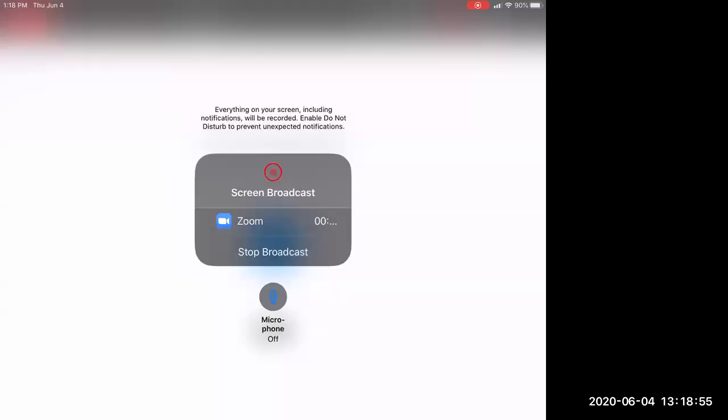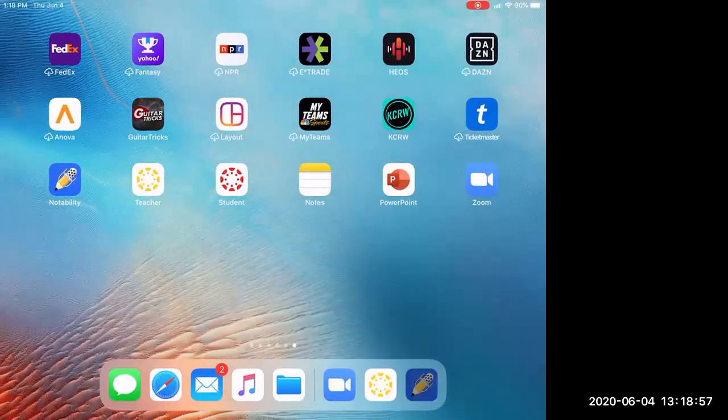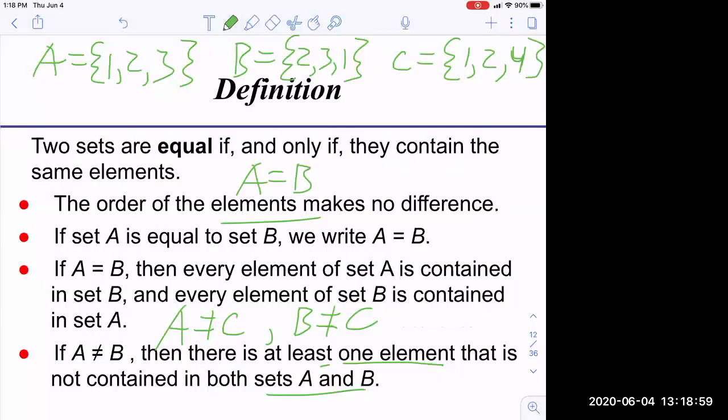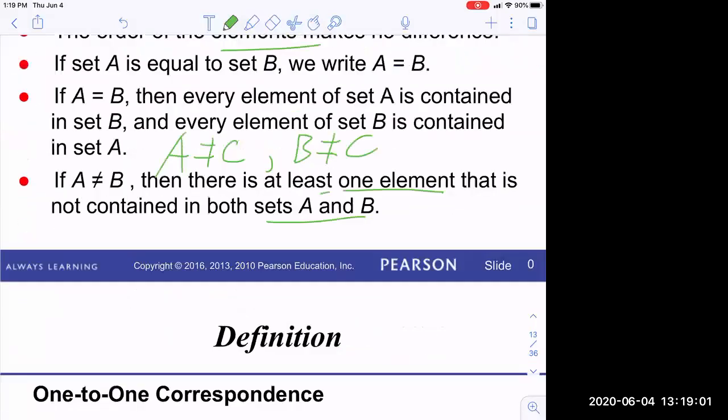Okay, let's do the second part of section 2.2. Can probably pick up right where we were. So let's go to there.